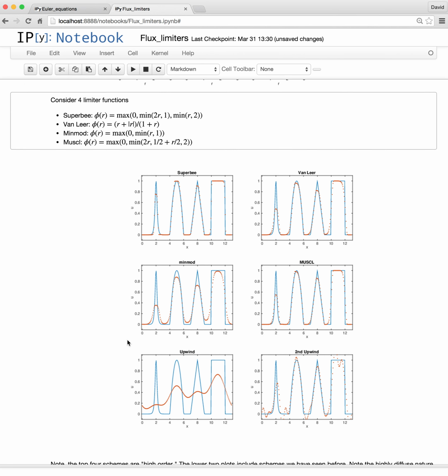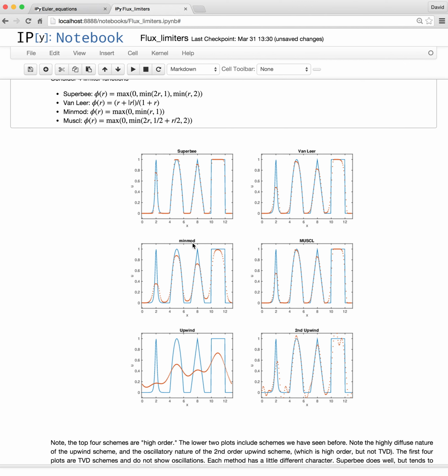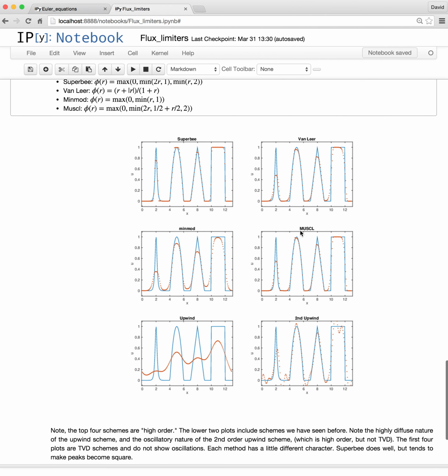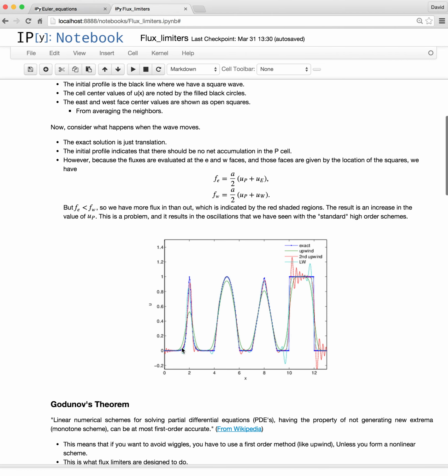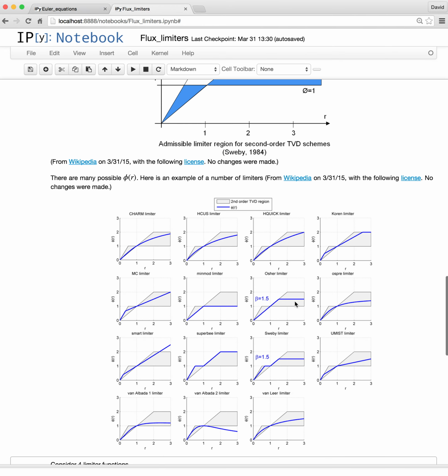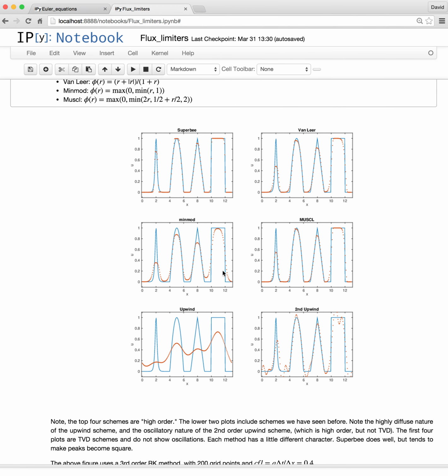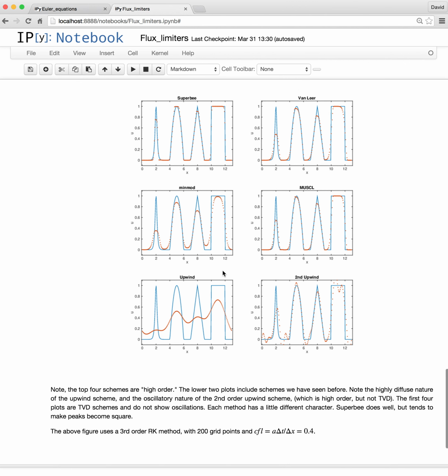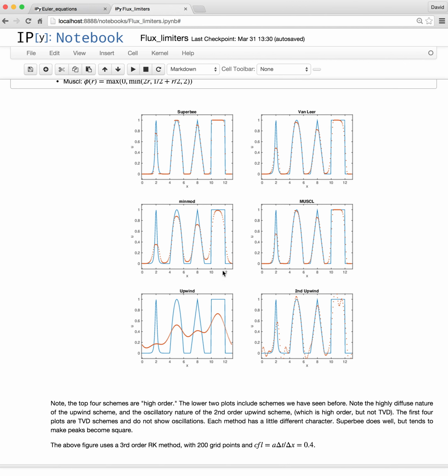And this is just running this through a simple 1D wave equation. These first four schemes at the top are superbee, Van Leer, minmod, and MUSCL. And then for comparison, we're going to compare that to the first order upwind and a second order upwind method. And so these were shown previously where we get very diffusive, and also second order shows these oscillations. This particular case uses 200 grid points, and we're using a CFL of 0.4, and I think we're using a third order Runge-Kutta method to integrate the system. We have periodic boundaries, and we're running it for a single flow through time.